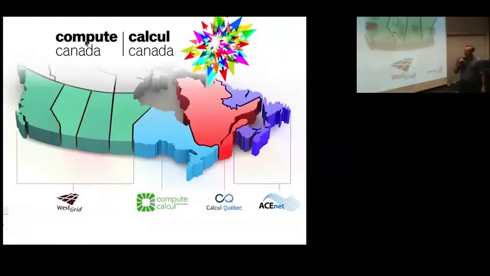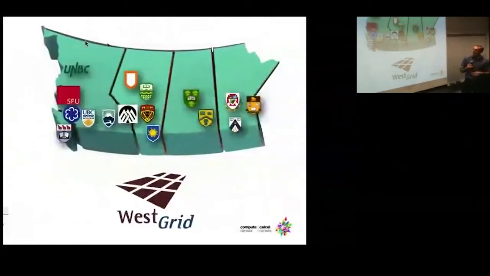Looking at WestGrid in particular, we can see that we have roughly 15, the number is growing, partner institutions across the 4 provinces: Manitoba, Saskatchewan, Alberta, and British Columbia. And most of these partner institutions will have staff, or some of them might actually have hardware on them as well.